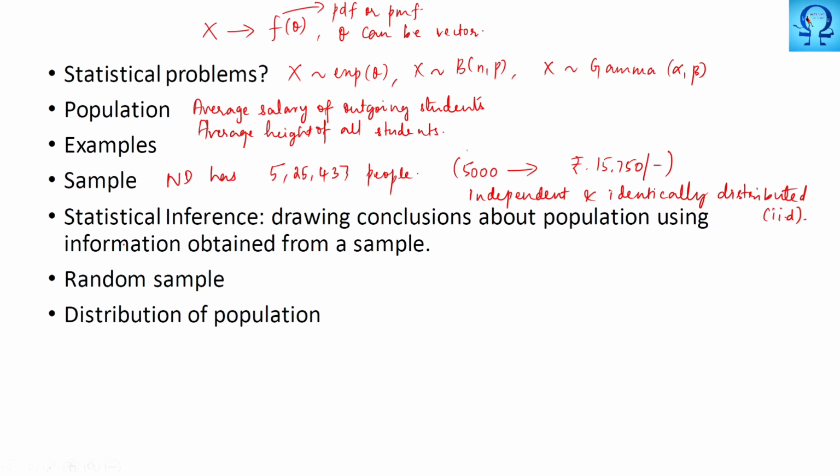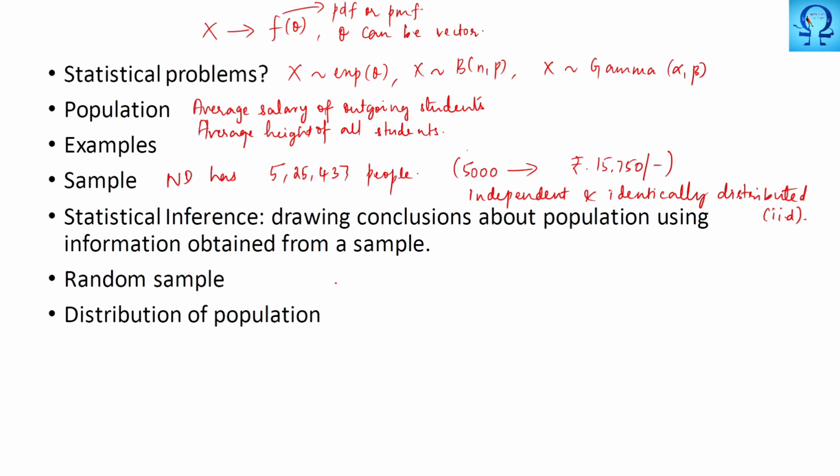The next one is the random sample. So random sample means the choice of sample was not biased, and the selection of one sample does not depend on the selection of another sample. So that is basically known as random sample.